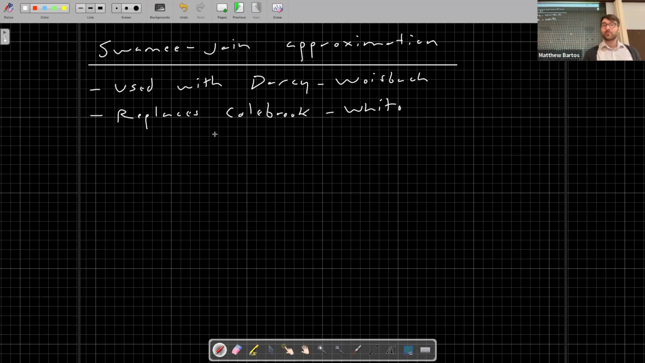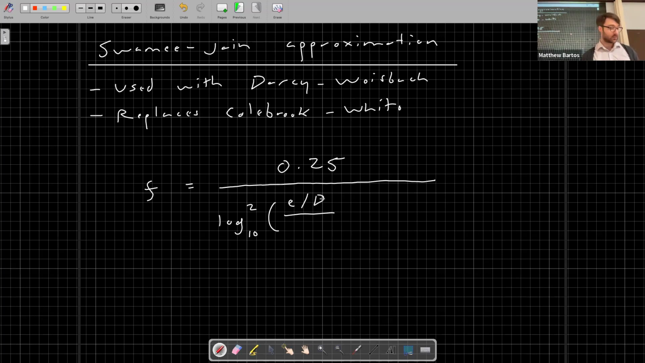So from the Swamee-Jain approximation, we have that our friction factor f that's used with Darcy-Weisbach is equal to 0.25 divided by the log 10 squared of e divided by D divided by 3.7 plus 5.74 divided by the Reynolds number to the 0.9 power.